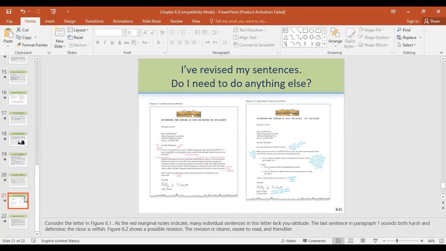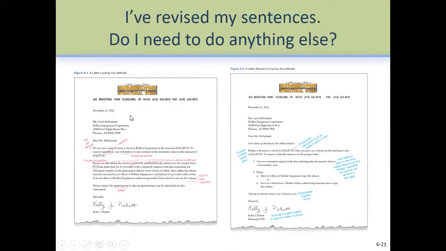Here I have revised my sentence. So, do I need to do anything else? Let's say I need to, okay. Focus with me, please.